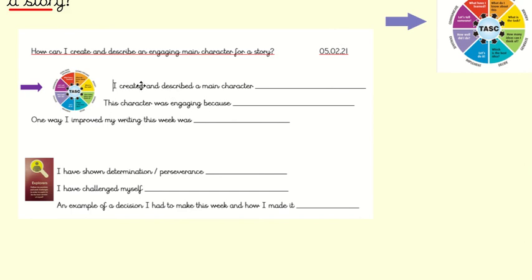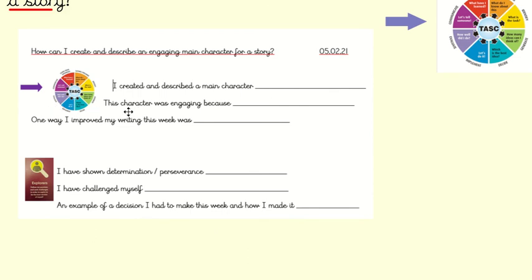We're going to think about two areas when we write our reflection. First of all, our writing, and second of all, our gateway. You may decide that you're just going to focus on one of these sentence starters, two of them, or all of them. It's up to you, Year 5 and 6. So when you write your reflection, you could write about how you created and described your main character. For example, I created and described a main character which will engage my audience because. You might start your sentence with, this character was engaging because.